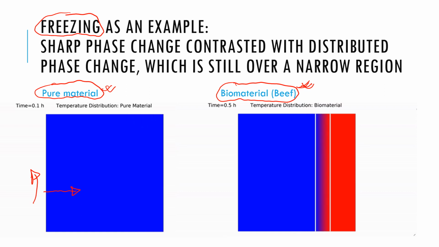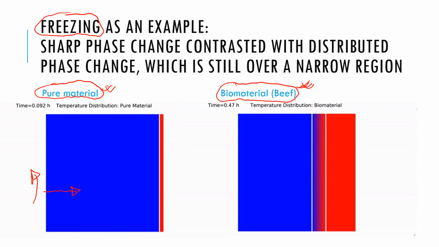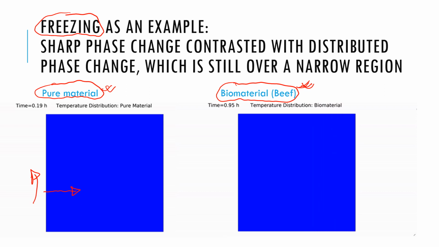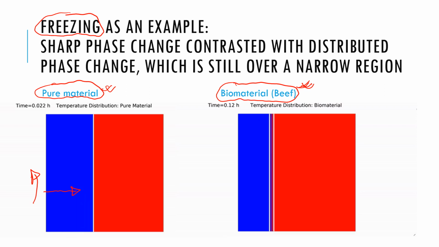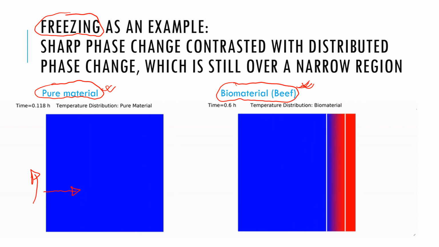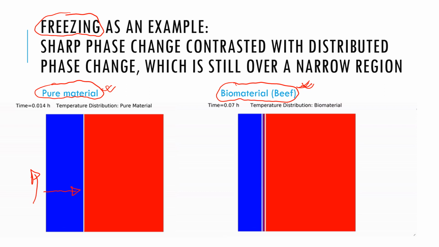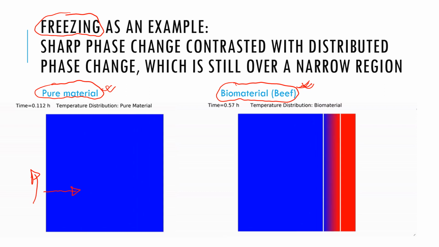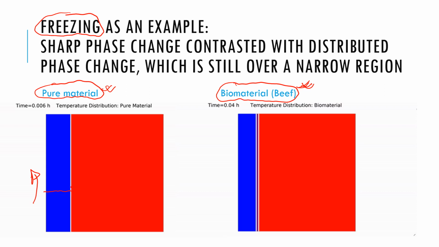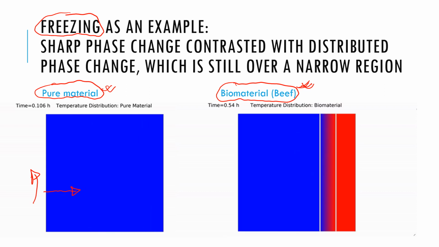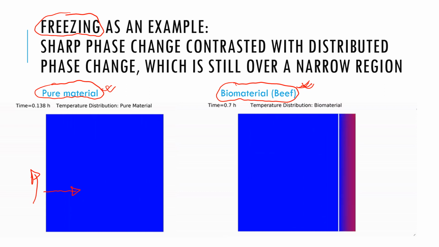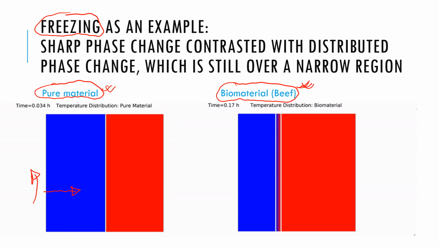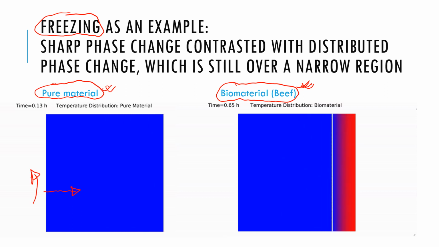So what you notice are two things. One is the interface, which is the distance between the two white lines that are moving. To the left of the first white line, it is all frozen, so all blue. To the right of the second white line is all red, or all unfrozen. So the distance between the two white lines is the width of the interface.